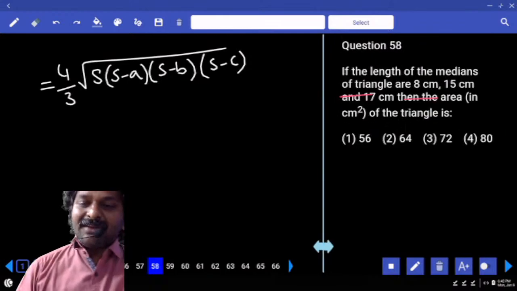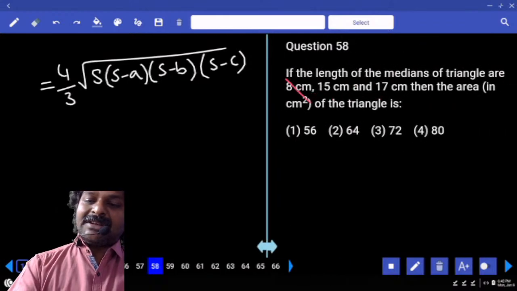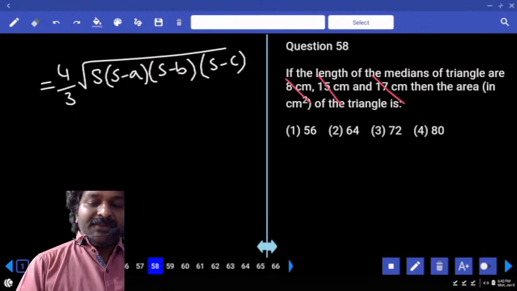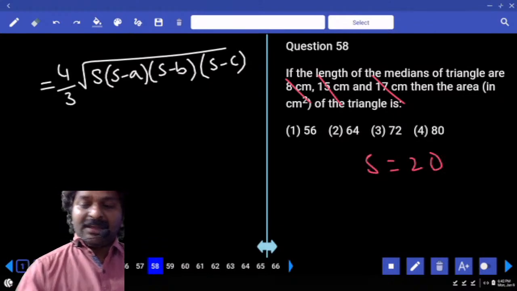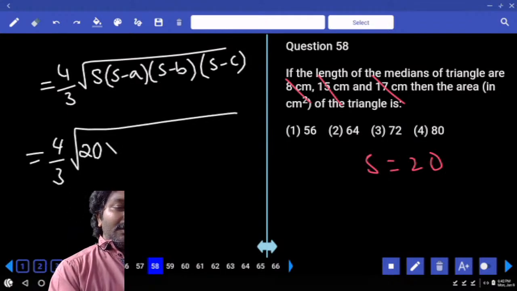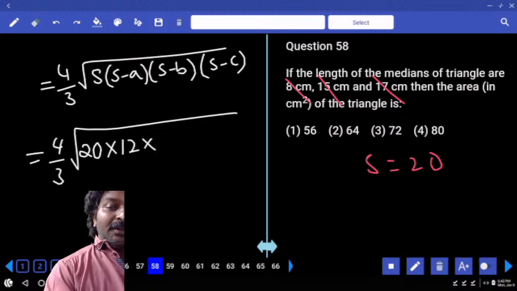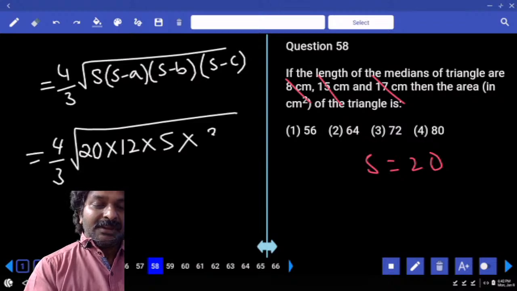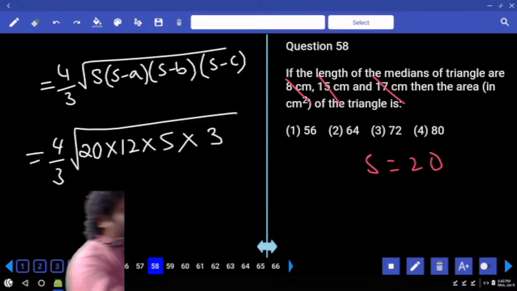Substitute. We need the value of S first of all. 8 + 15 + 17, how much is the sum? 40/2, 20. If S is equal to 20, look at this, 4/3 of under root of 20 into 20 minus 8, 12, 20 minus 15, 5, 20 minus 17, 3. The original denominator is 3, right?